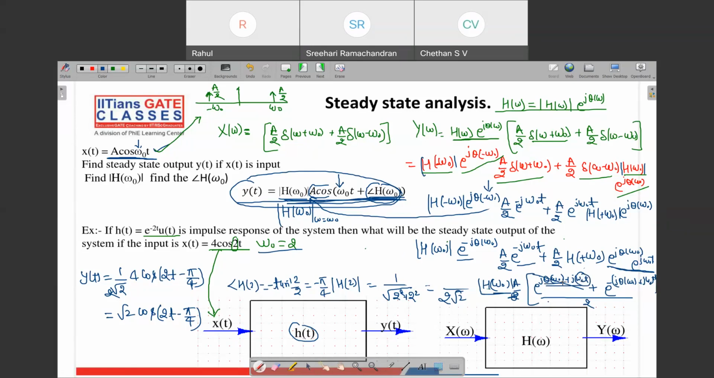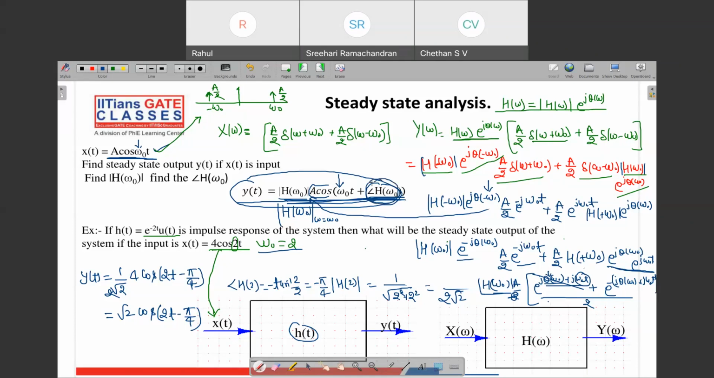Is it clear? Okay. So it becomes a cos term with omega naught t and another exponential term with omega, which is written as what we call the angle, the angle of h of omega.